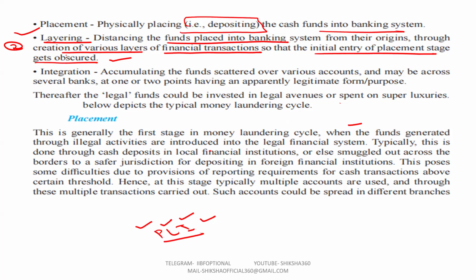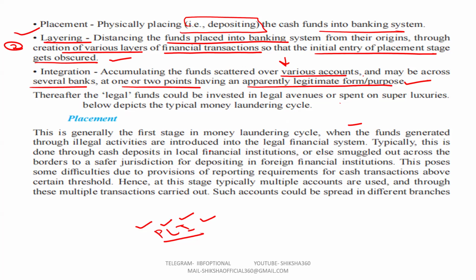Integration, basically, is accumulating the funds. Now collecting the funds, legally scattered over various accounts and maybe several banks, at one or two points, having an apparently legitimate form or purpose. Okay. So therefore, the legal funds could be invested in legal avenues or spent on the super luxurious. Depending on the customer, that is where they spend those funds.